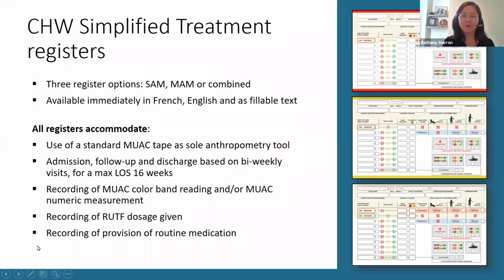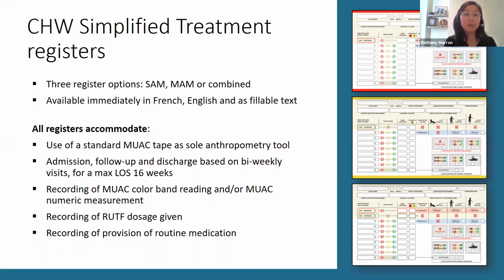Next slide. Okay, so here is the good part. The first tool I want to introduce you to is the treatment register. In our experience, tracking malnutrition treatment is more complicated than what most CHWs are used to tracking. For example, a one-time malaria treatment or infrequent surveillance data is in most cases a lot easier than what we would ask CHWs to record for malnutrition treatment, and that is admission, follow-up, and discharge information.